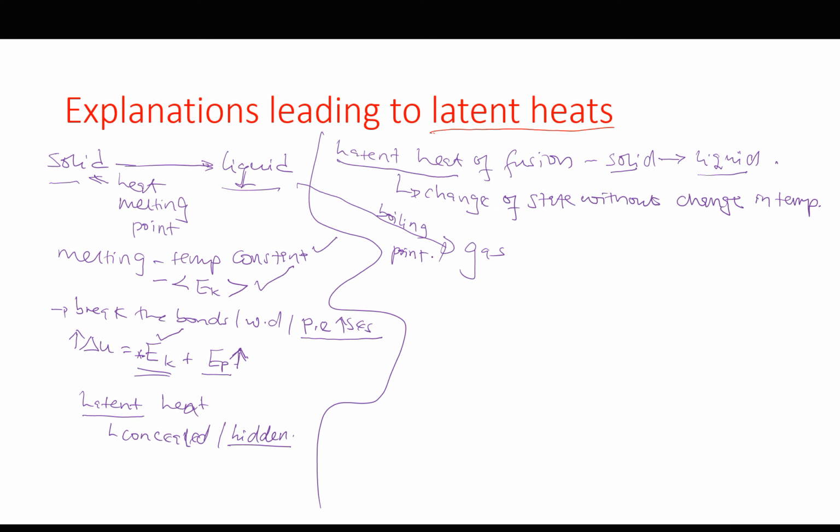The interatomic forces between the molecules in a liquid, for it to move to the gaseous phase, must be broken completely. The energy we put in here is therefore going to be called the latent heat of vaporization. So what is happening here? We are now moving from liquid state to gaseous state.